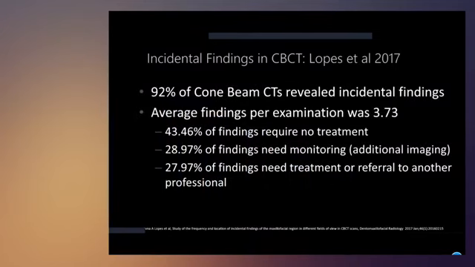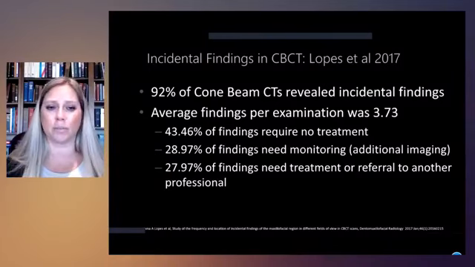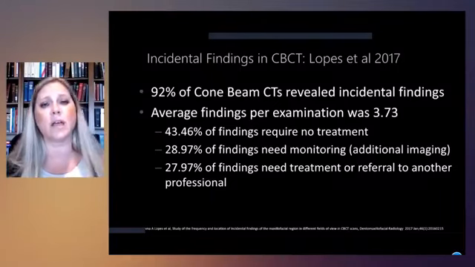So when we're looking at our cone-beam CTs, we know that about 90% of cone-beam CTs, actually 92%, have some type of incidental findings. And on average, we find about 3.73 findings per exam. Of those findings, we see that about 43%, 44%, require no treatment. And that's great for the patient. It's just an incidental finding we don't have to worry about. About 28% or 29% of findings need some type of monitoring.